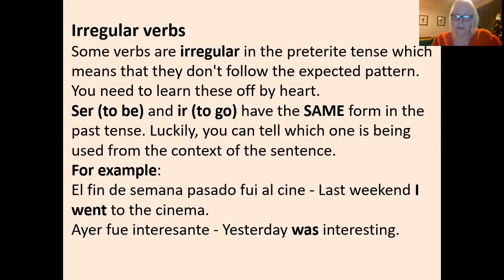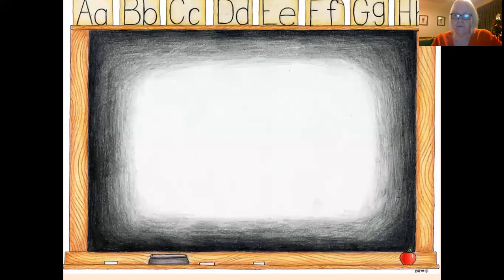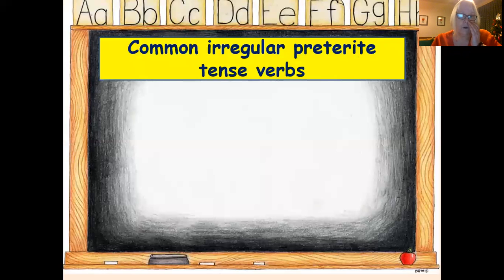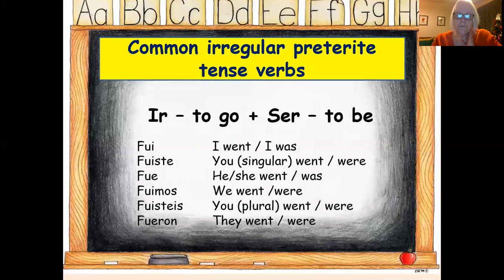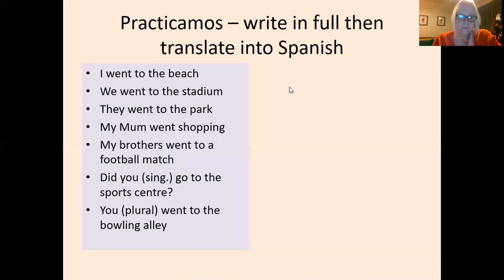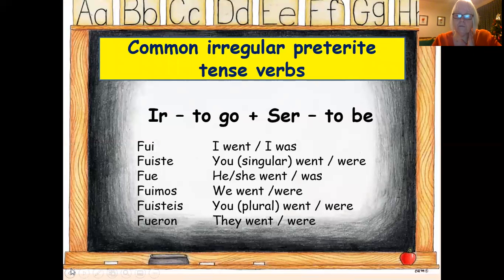I'm going to move on now to show you the verb table, which you need to write down in full. So here we go. Common irregular preterite tense verbs. Ir, to go. Sorry, I've gone too far then. Ir, to go, and ser, to be. They are exactly the same in Spanish. So fui is I went, is also I was.